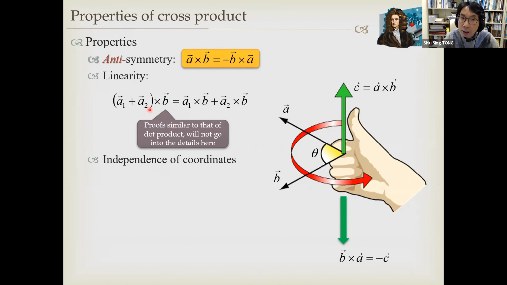And similarly, we have the linearity for the cross product, but we won't go into this detail. We just want you to realize that the linearity holds, but we are not going to prove it. Okay. And also, it's independent of coordinate. You can also prove it. Okay. And we skip all those mathematical details in order not to obscure you with the complicated mathematics.